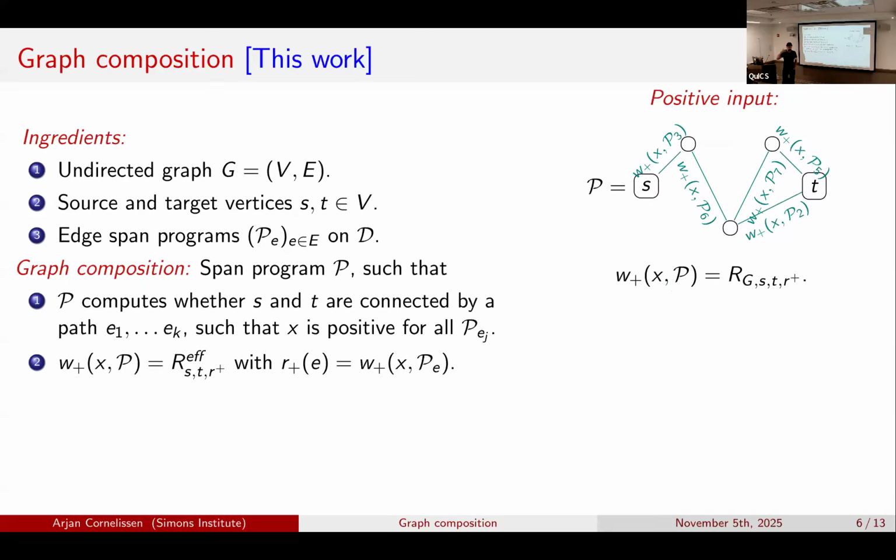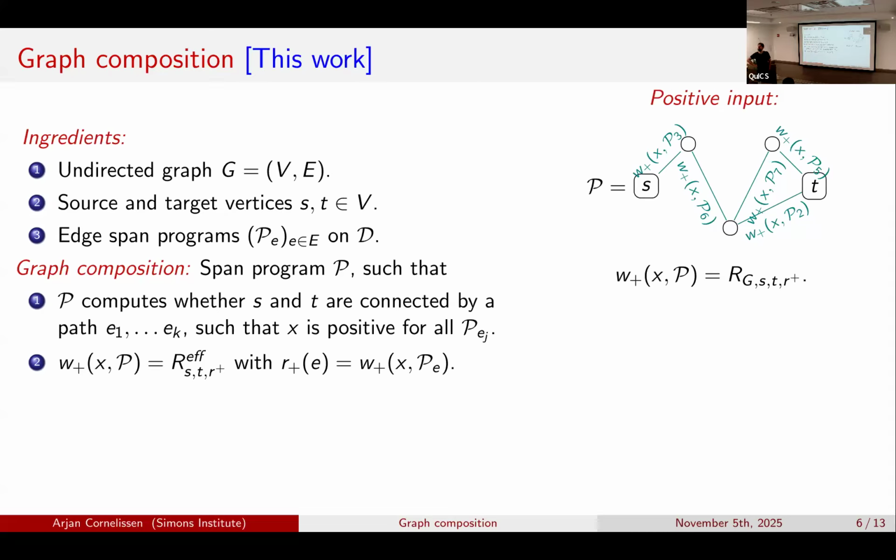So think back to your high school physics, where you had to do these effective resistance computations, with series or parallel resistances in the system. These things come back in the computation here. What I show in this work is not only how to compute this new span program, but also how the witness size of the new span program relates to the witness size of the individual ones. So this is for positive instances.